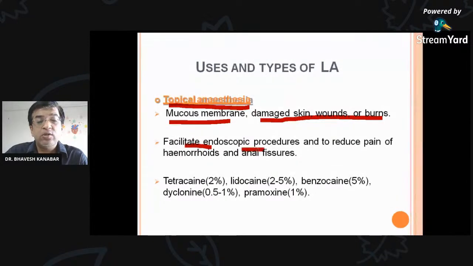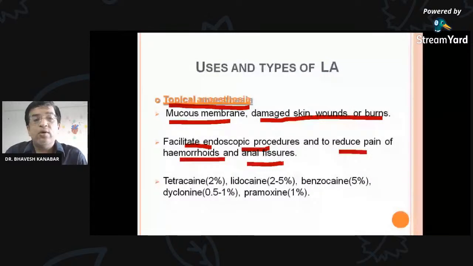It can facilitate endoscopic procedures, the procedures which use an endoscope, and reduce the pain of hemorrhoids as well as anal fissure. Proctoscope is a type of endoscope. For examination of piles or fissure, a proctoscope is inserted in the anal region. So first, this topical type of local anesthesia is given, and it will decrease the pain over that part.